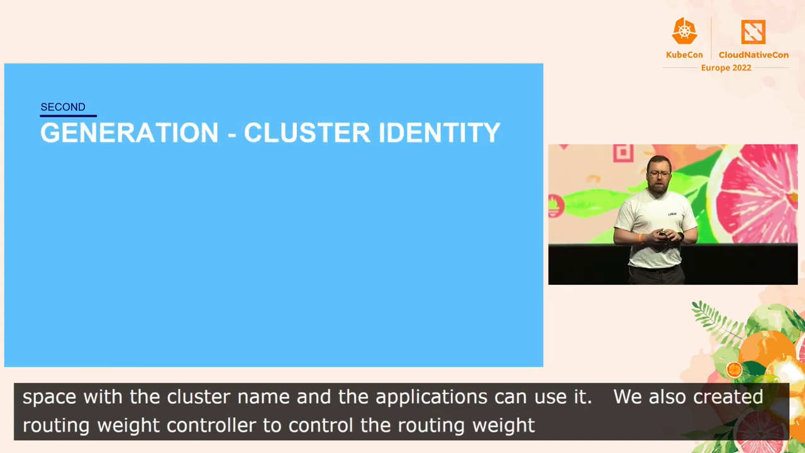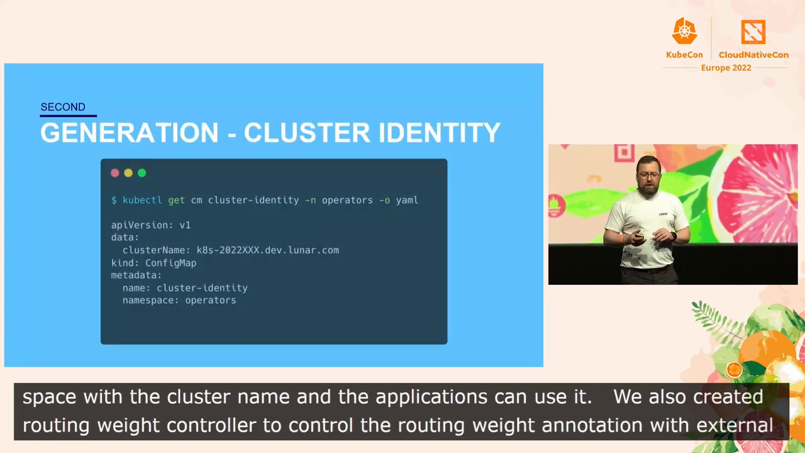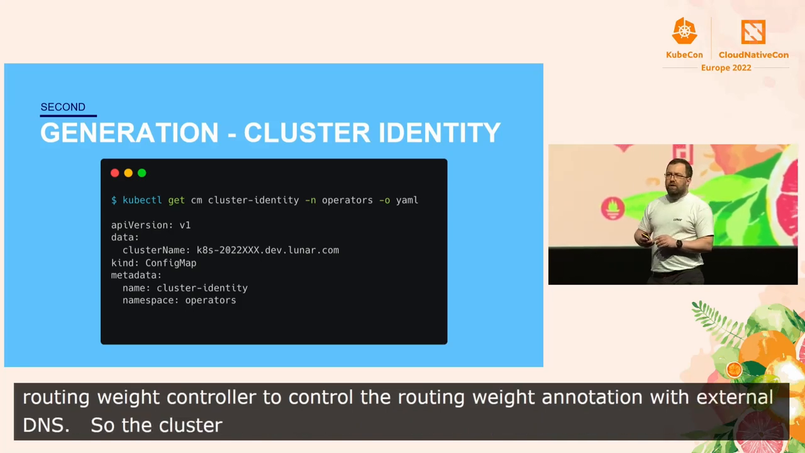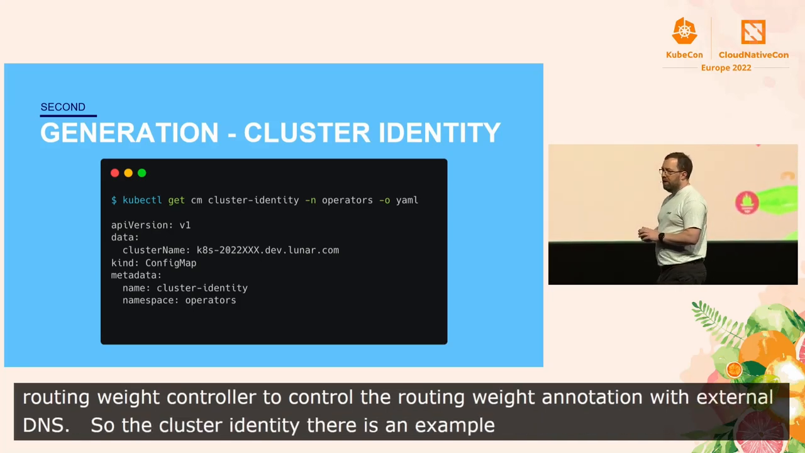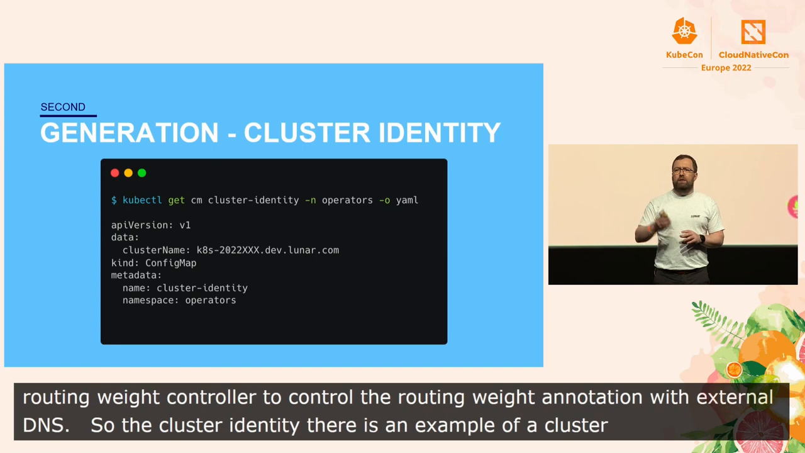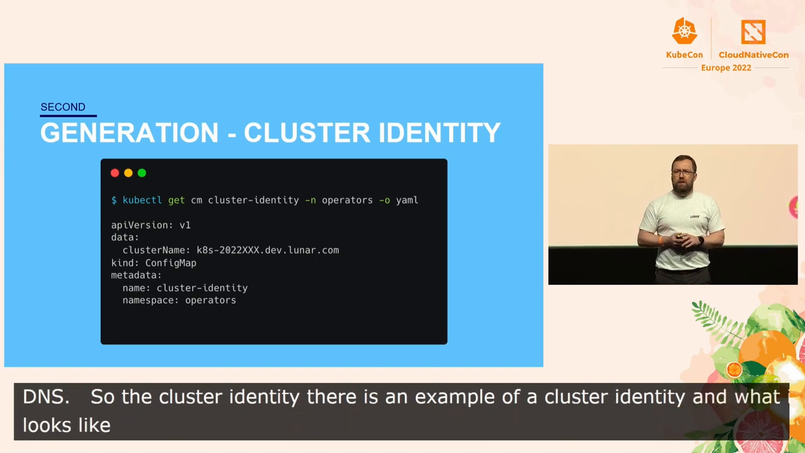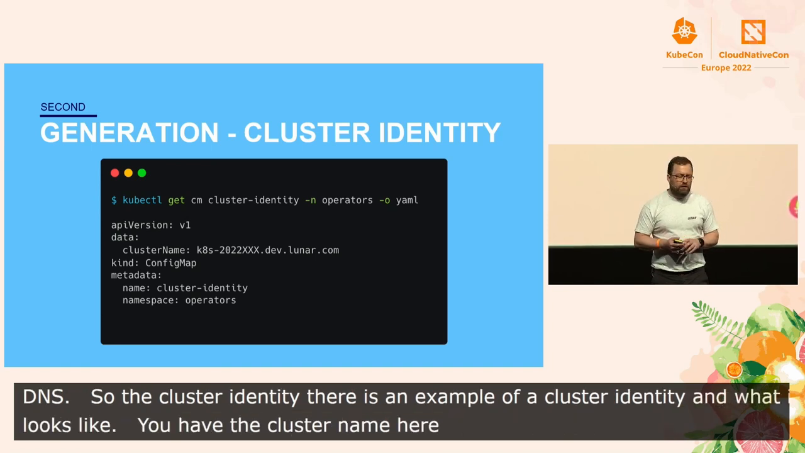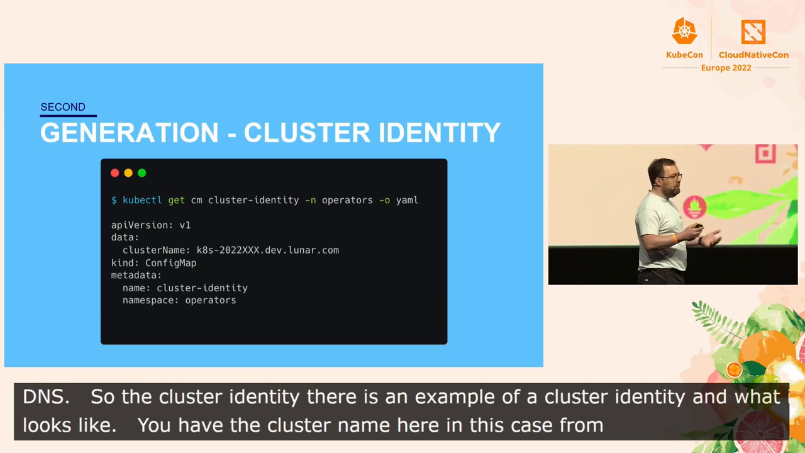So the cluster identity, this is an example of a cluster identity config map, what it looks like. And you can see you have the cluster name here, in this case from 2022. And you can then use that in your application.